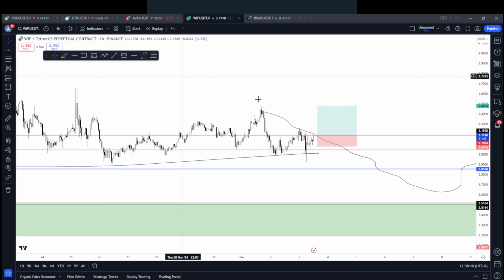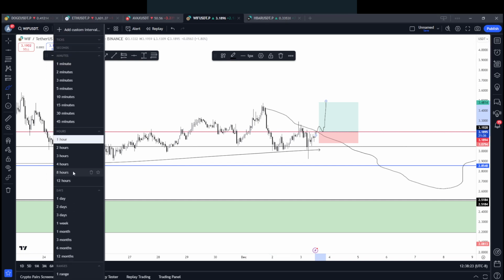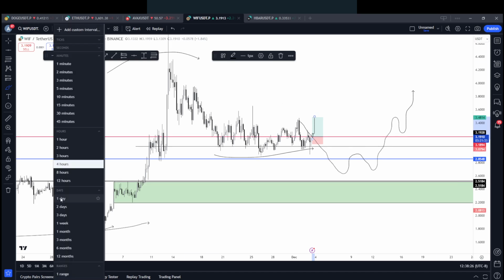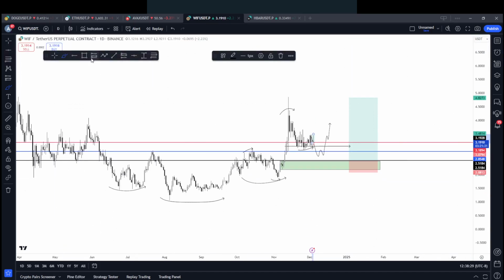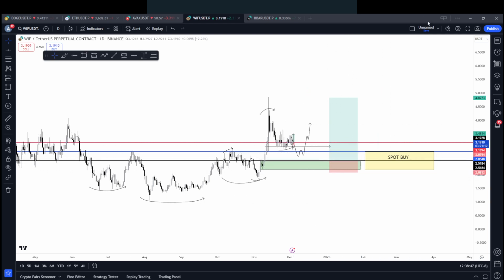All right, so break out, close above, retest, come back, and then target there, stops below that wick. Otherwise, here is your spot buy zone. And there is your ultimate leverage entry if we get a huge move down.